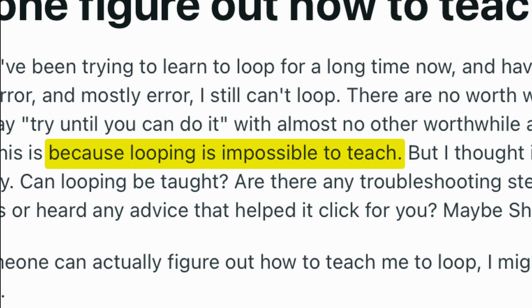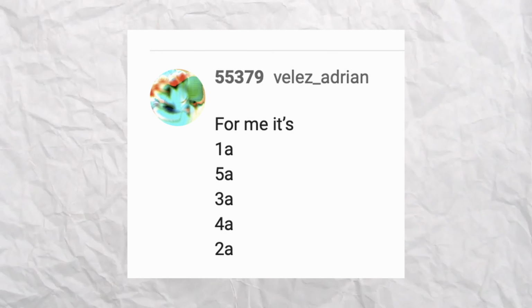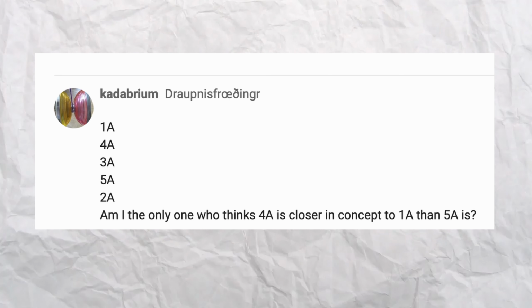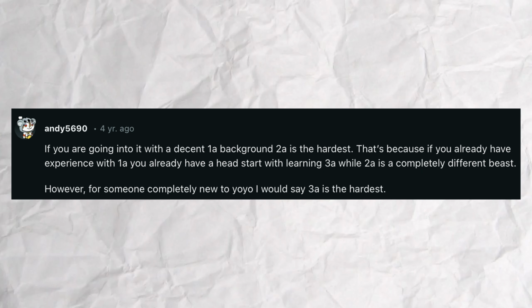For the remainder of the video, I want to investigate what it is that makes 2A so difficult. Reading comments online, 2A is significantly more difficult than the other styles. People often say that to learn 2A, you must undergo a spiritual awakening in which one day you suddenly understand how to loop with 2 yo-yos. This means that looping is unlike any other skill.